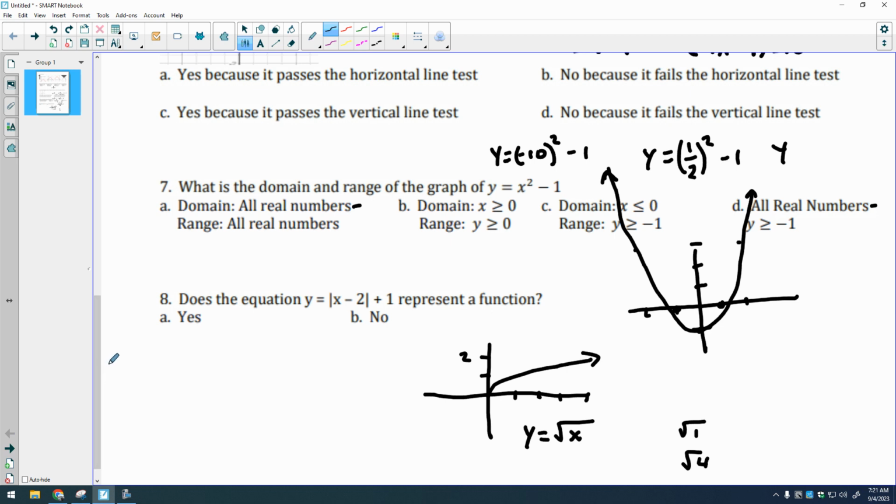Domain is x. Well, then you could probably guess the range must be y, because there's two variables, x and y. So domain represents all the possible x values that you can plug into an equation.